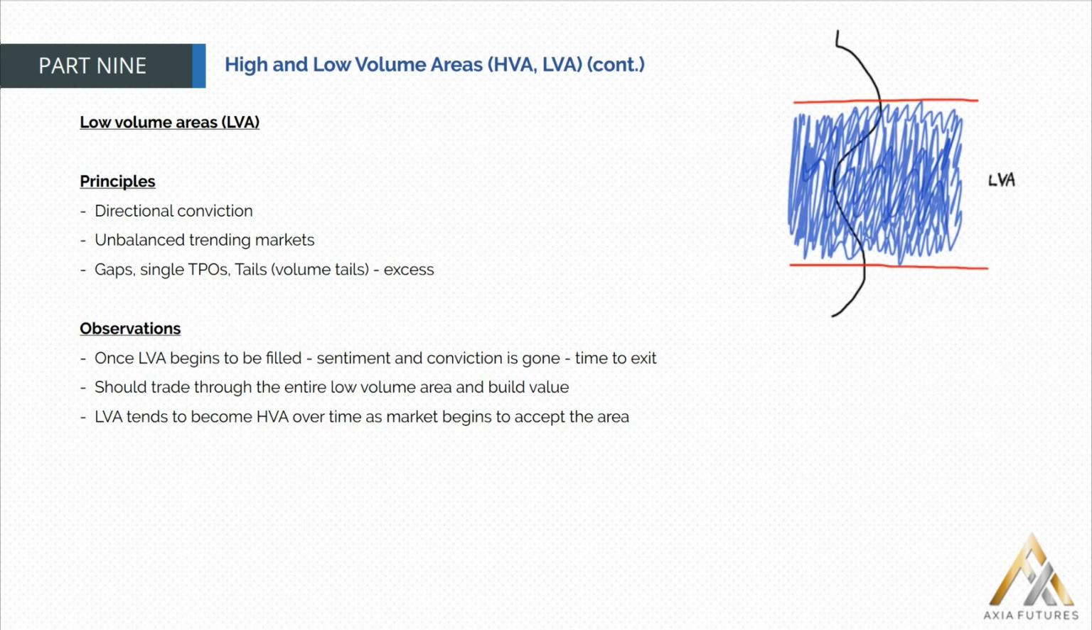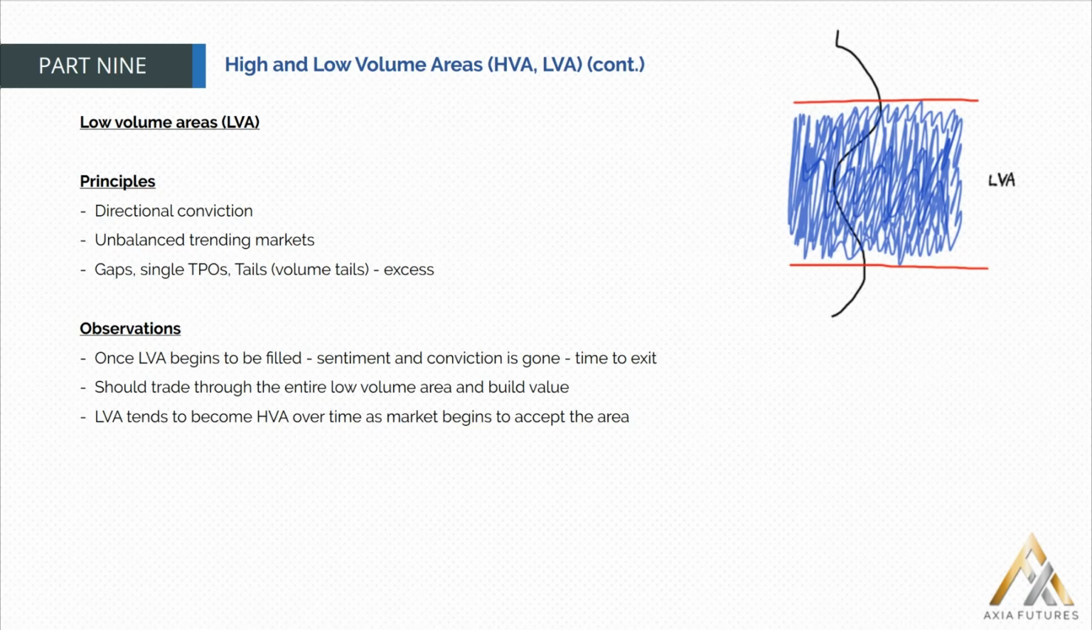Then some examples will be gaps and single TPOs or time price observations, or tails in the market, volume tails or even excess tails. So again, these are the types of low volume areas that you can expect to see in the volume profile.